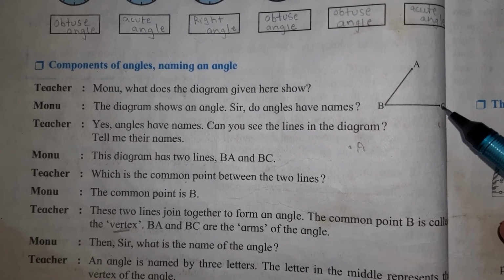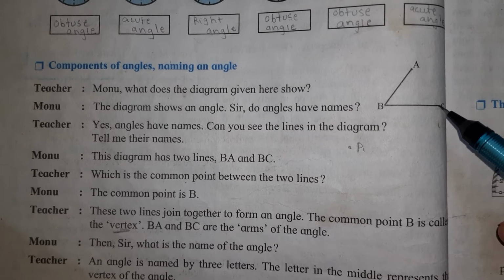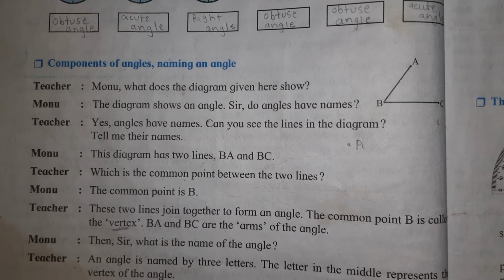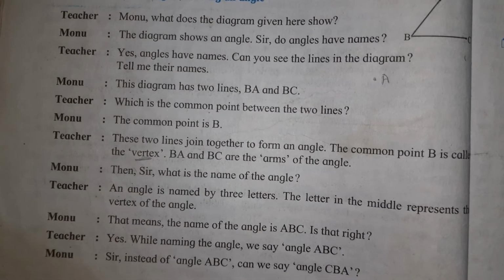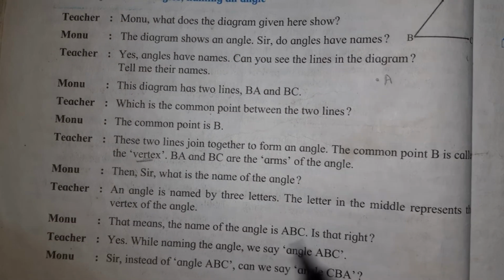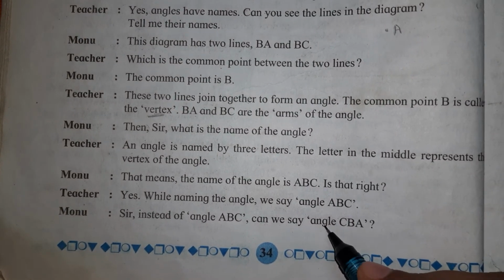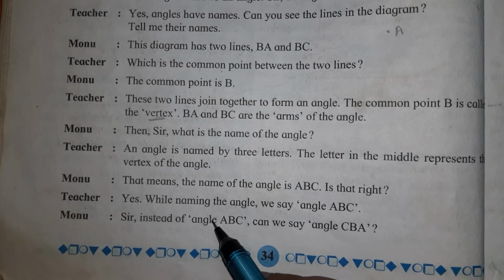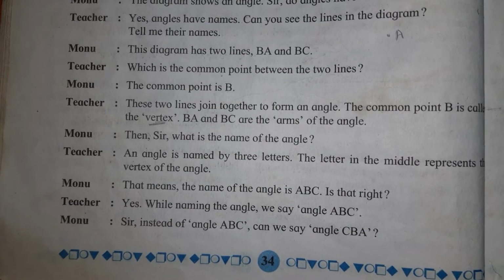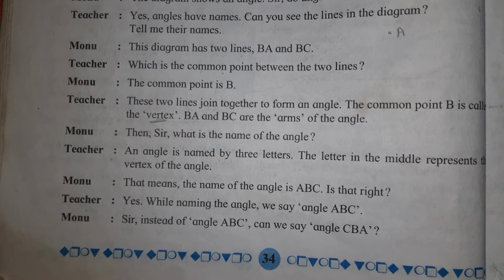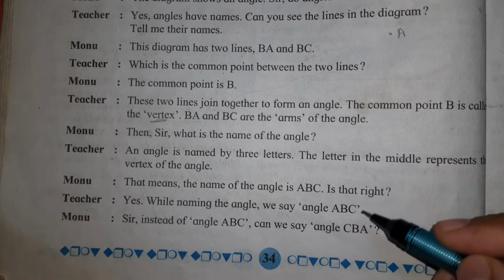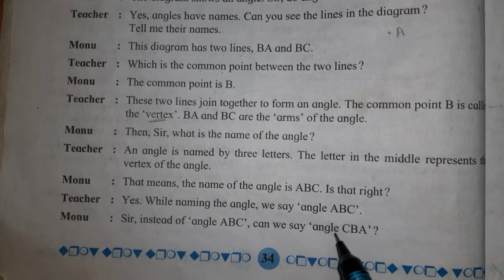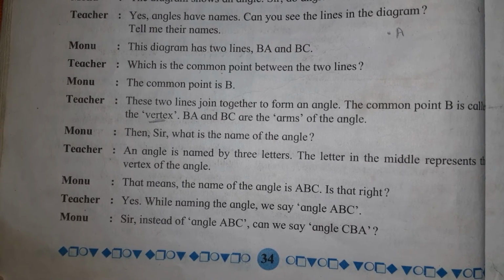Angle ABC, or we can also say angle CBA. So, there are 2 ways. Now, why is this word angle written here? Remember one thing, in maths, whenever we give a name to a shape, it is compulsory to write the name of that shape also.